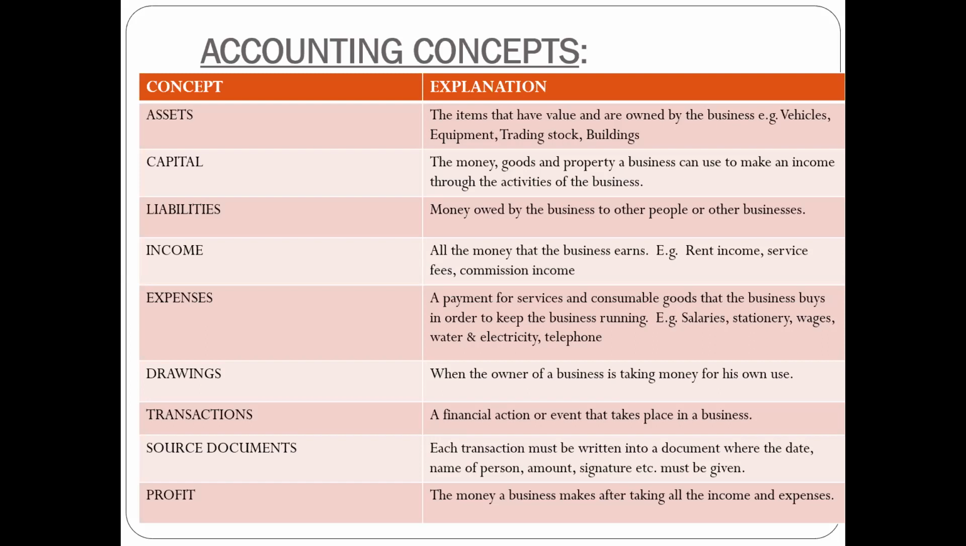Source documents, right? There are different ones, but this is where you're going to write each and every transaction, indicating the date of the transaction, the name of the person, signature, the amount that was involved, etc. And profit is the money that the business makes after taking all the income and the expenses. So your income minus your expenses is going to give you your profit.